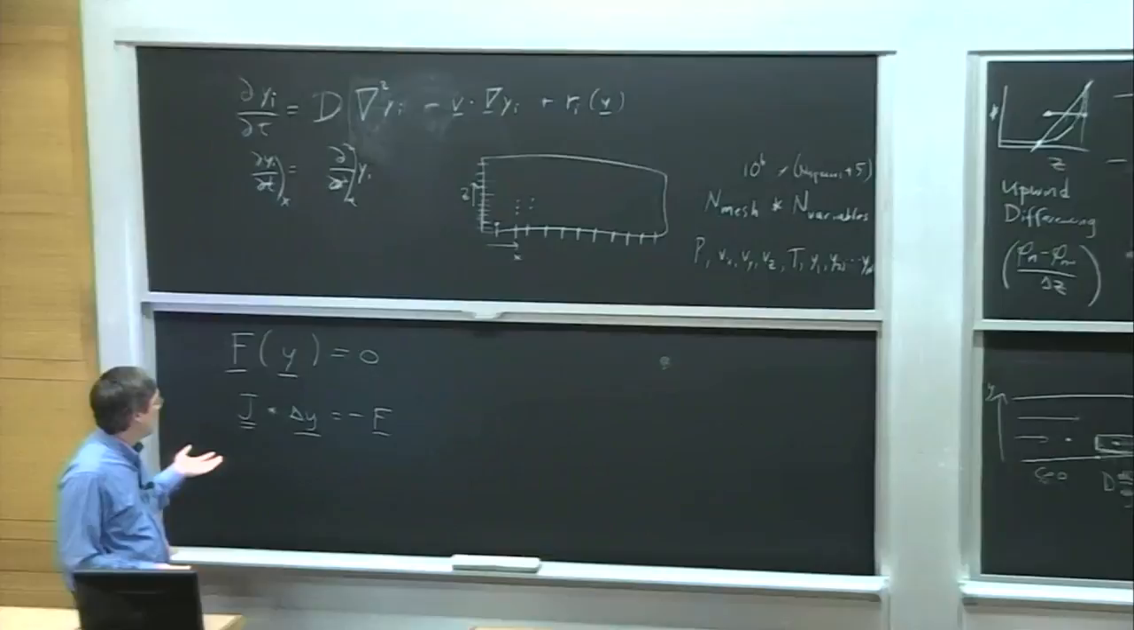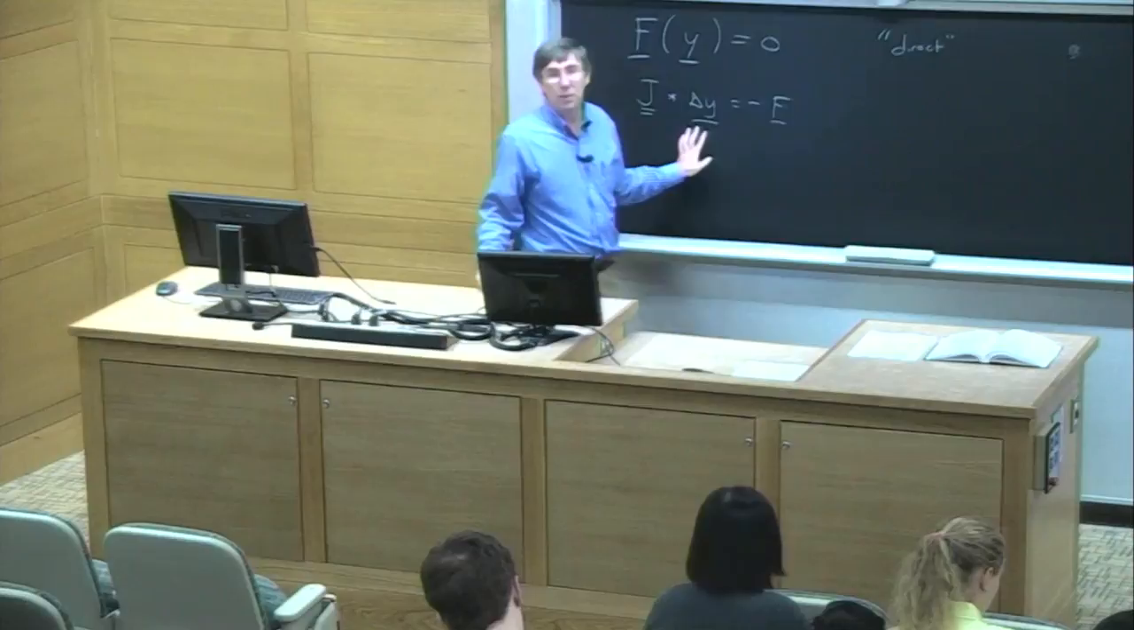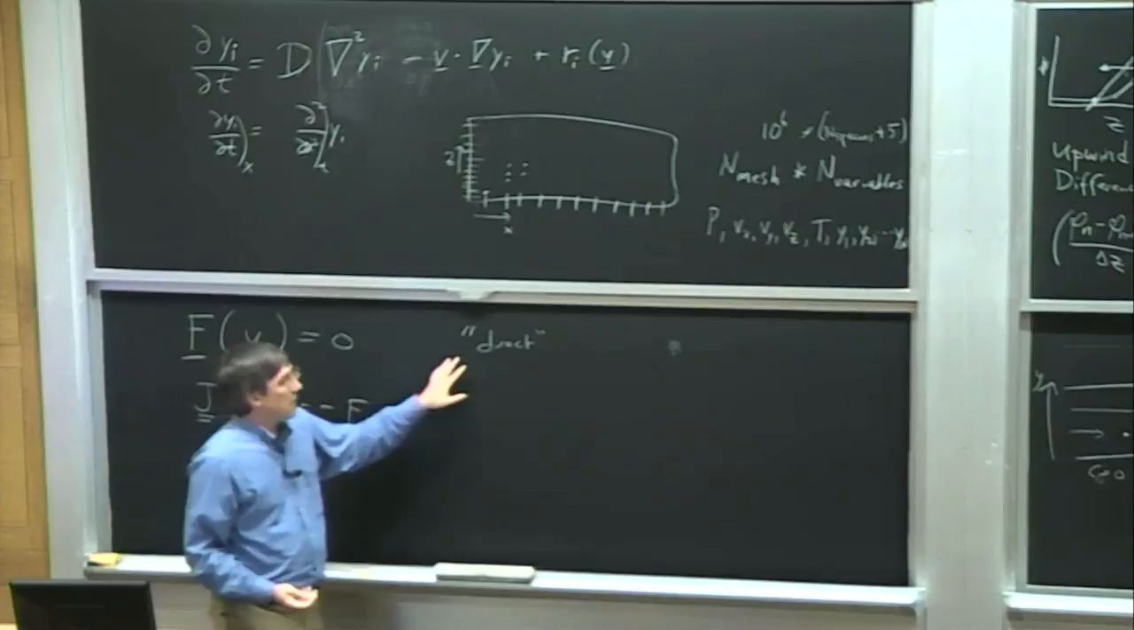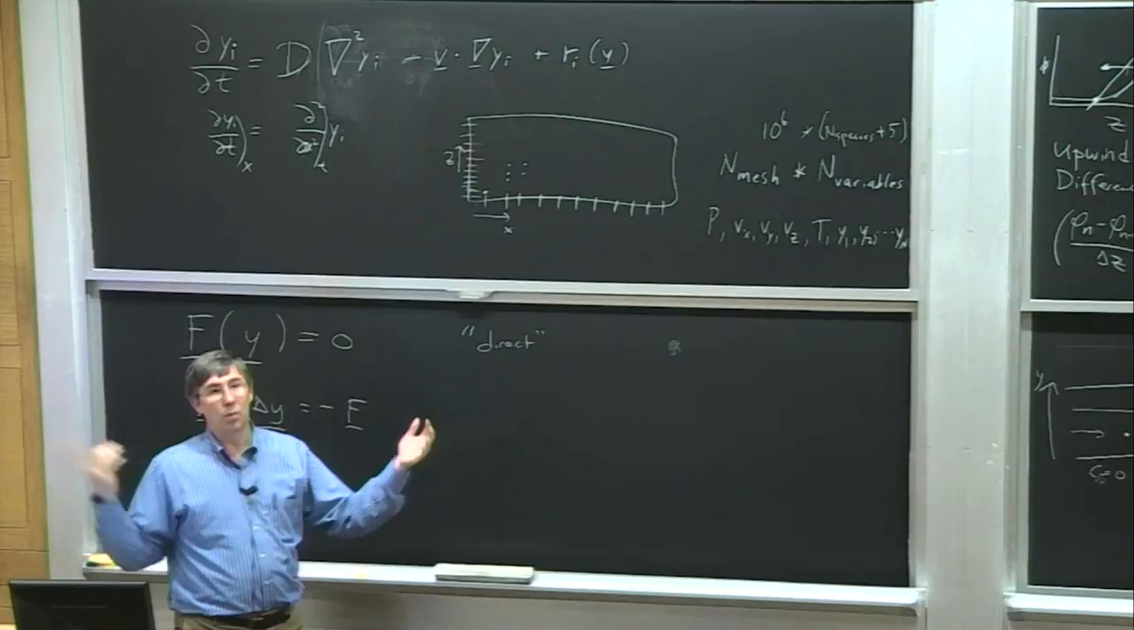So what do you have to do? You want to find a method. They're called direct methods to solve this kind of problem in order to get your increment, which is going to be your update, to get a better estimate of what the solution is. And the direct methods are ones where you don't actually store the gigantic matrix. So you're trading off CPU time for memory. You don't have enough memory to store the whole thing, which normally you would do with Gaussian elimination.